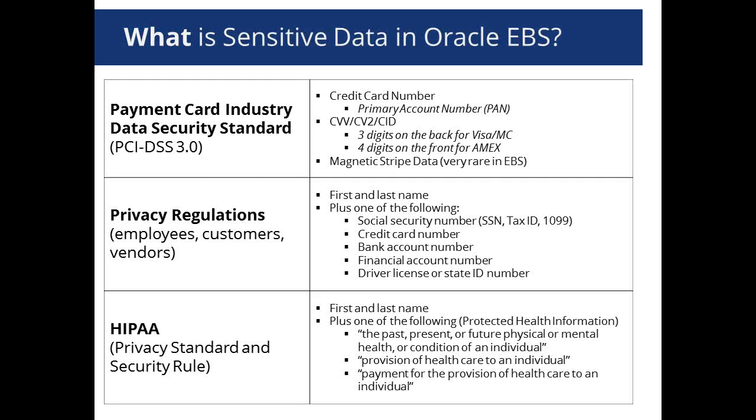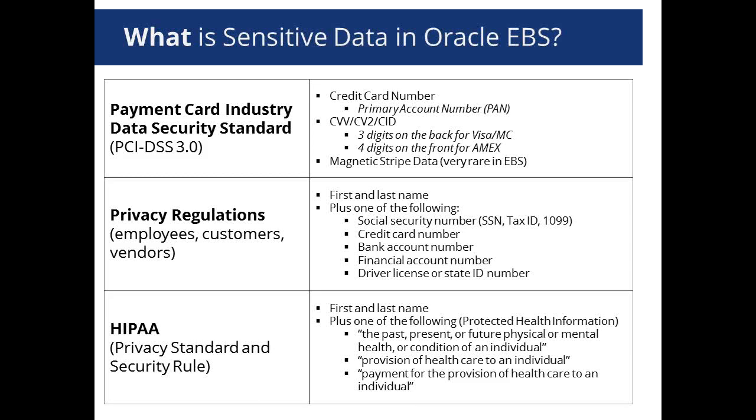So during most of this presentation, we'll talk about the credit card number. Magnetic stripe data is also pretty sensitive data in an Oracle eBusiness Suite environment, but it's very rare that you're actually storing it. Typically, if someone's swiping a credit card number, that's being handled at a point-of-sale environment and not actually transferred in the eBusiness Suite.